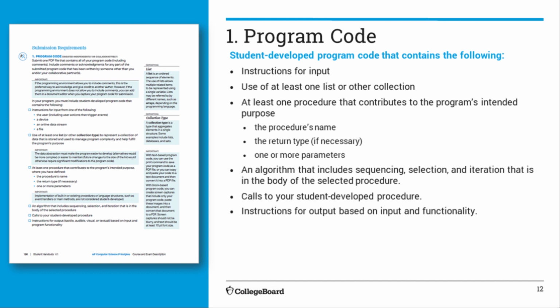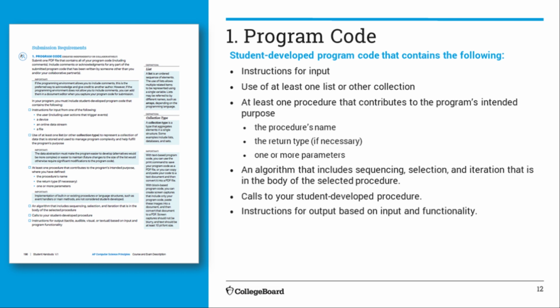You need to have at least one procedure that contributes to the program's intended purpose. So it can't just be any procedure. It needs to be something that does something in your program. In other words, you're calling that procedure at some point in your program, at least once. The procedure should have a name, obviously. It needs to have a return type if that's necessary, and it should have one or more parameters. Okay, and we're going to talk about that a little bit more as we go through.